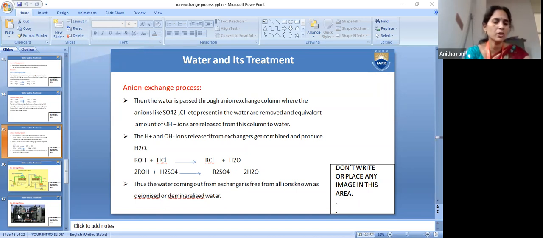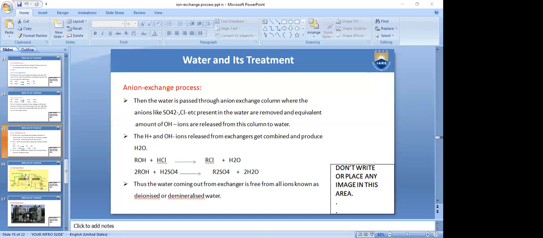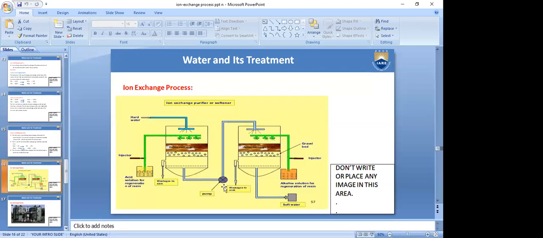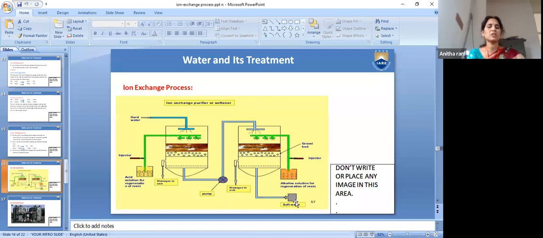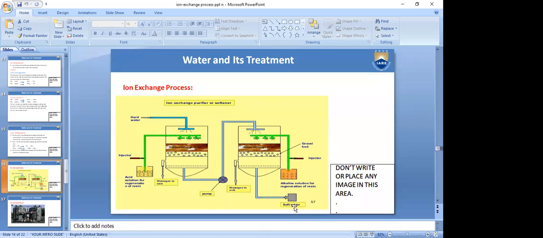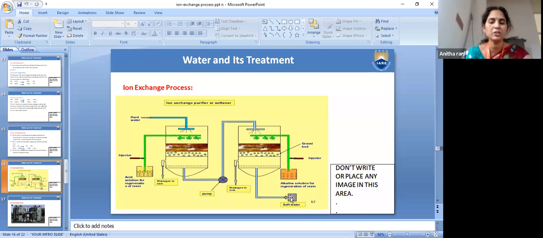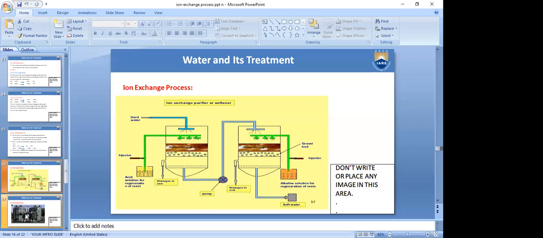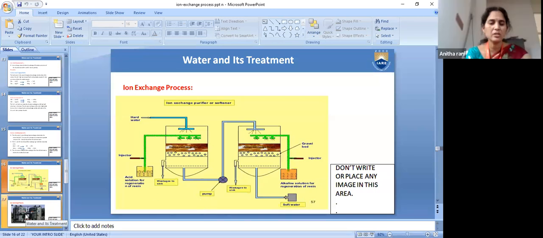So what did you collect now? See the diagram. What did you collect from the second chamber after completing the process? Soft water. It is completely without any hardness causing salts, without any hard salts, either cations or anions present in the hard water.